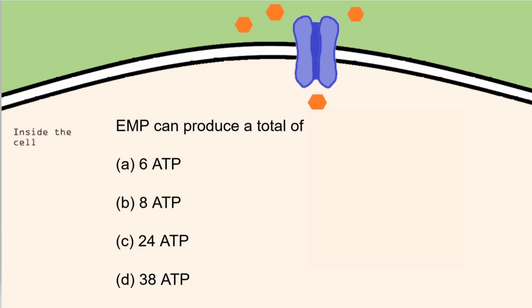EMP can produce a total of how many ATP? Well, EMP just refers to glycolysis because EMP stands for the Embden-Meyerhof-Parnas pathway, and it produces a total of 8.